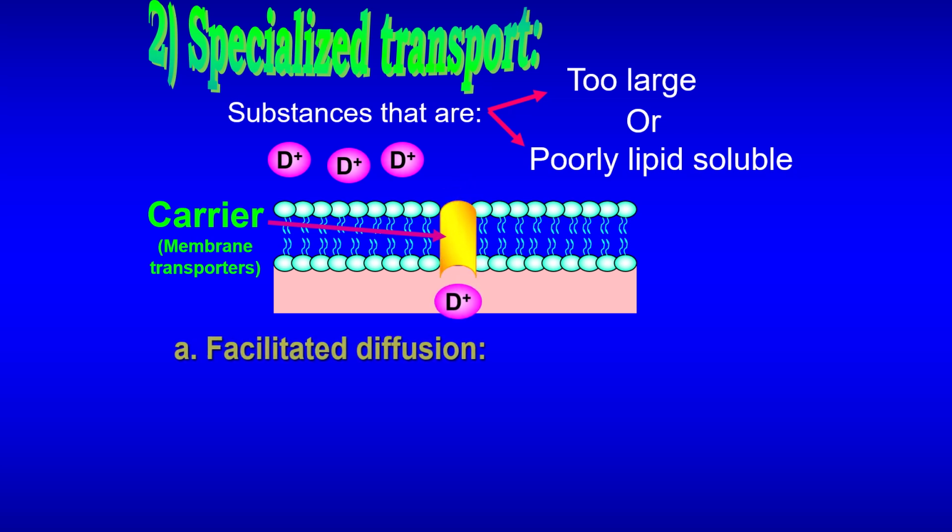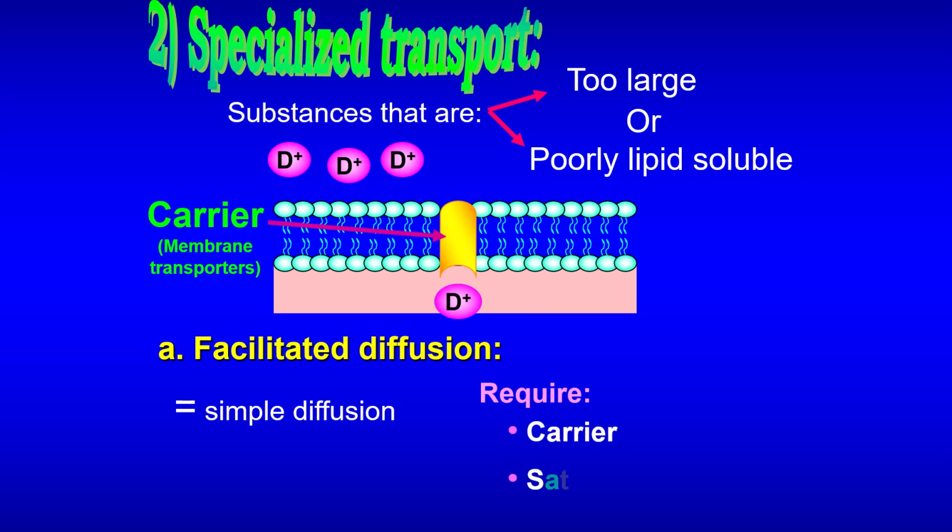Facilitated diffusion. This process is similar to simple diffusion but requires specific conditions. Facilitated diffusion requires a carrier, meaning it can reach a maximum rate of transport when all carriers are occupied. This mechanism ensures that essential molecules can efficiently enter or exit the cell, even if they can't diffuse directly through the lipid bilayer.